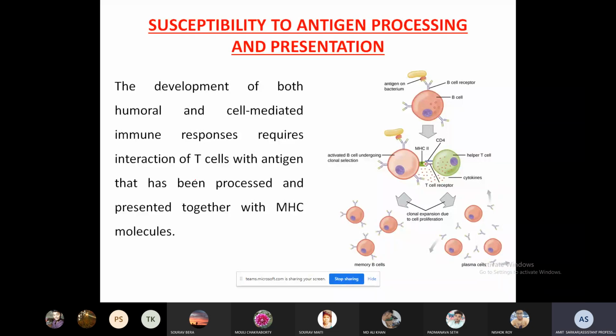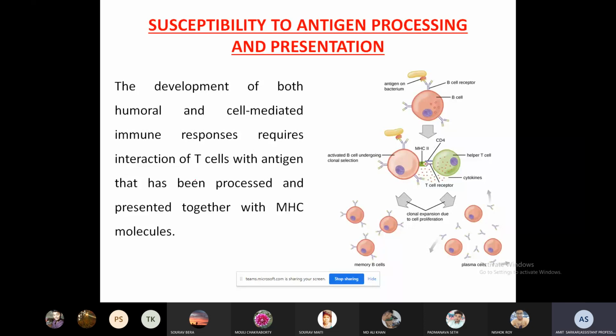We have seen that anything that is recognized by the B cell membrane-bound receptor or the T cell membrane-bound receptor when complexed with the MHC molecules could be called an antigen. On the other hand, to qualify as an immunogen, you have to be capable of inducing our immune system. So any antigen or any substance which can induce our immune system could be called an immunogen.